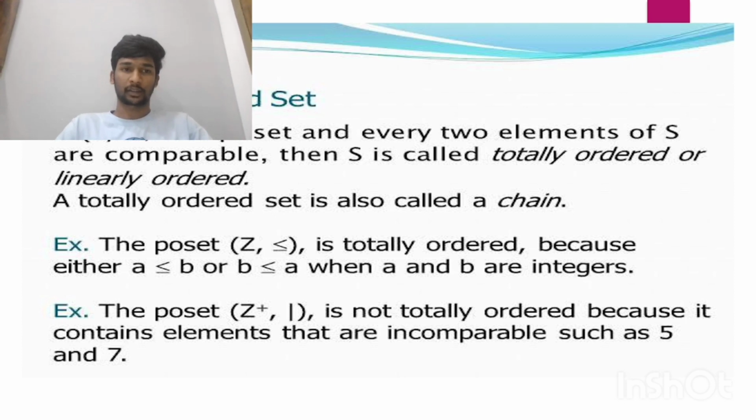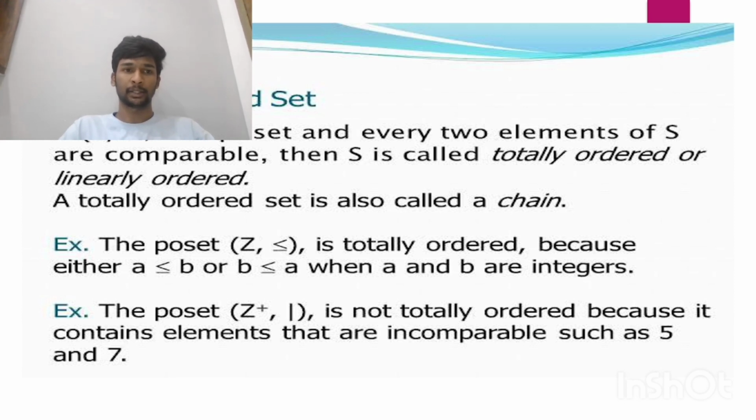If S comma less than or equal to is a set and every two elements of S are comparable, then S is called a totally ordered set or linearly ordered set. Like we have discussed, a totally ordered set is also called a linear set. A totally ordered set is also called a chain, and it is also called a comparable set because the elements should be comparable to each other in every set. If it is not comparable, it is not a totally ordered set.